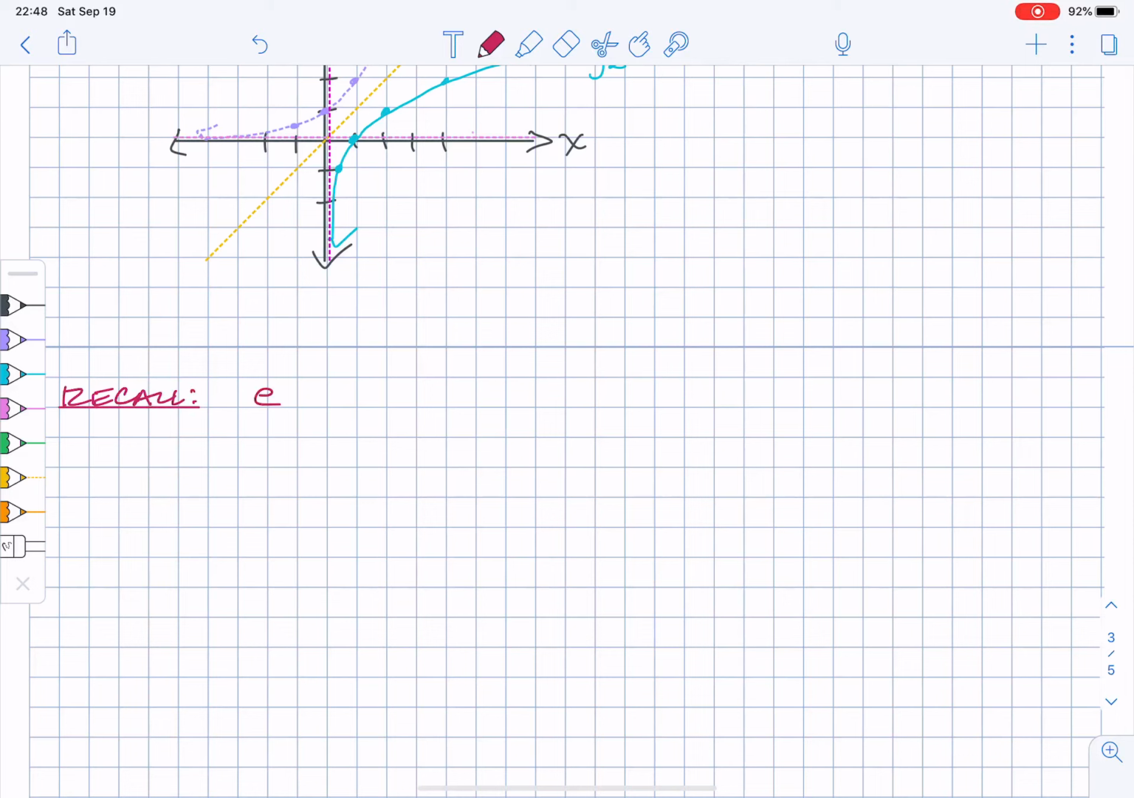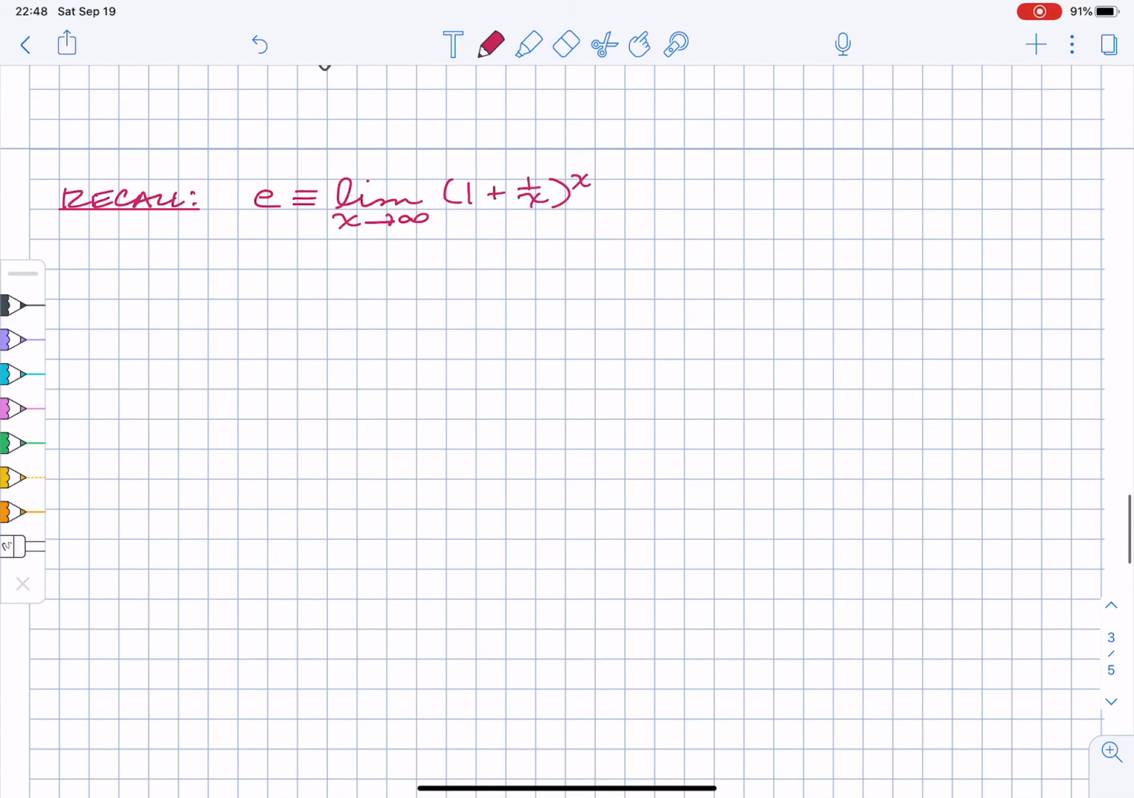e is defined to be the limit as x approaches infinity of the quantity 1 plus 1 over x raised to the x. And that's around 2.7-ish. But we don't round in this class. Pi is pi, e is e, period. So definition.